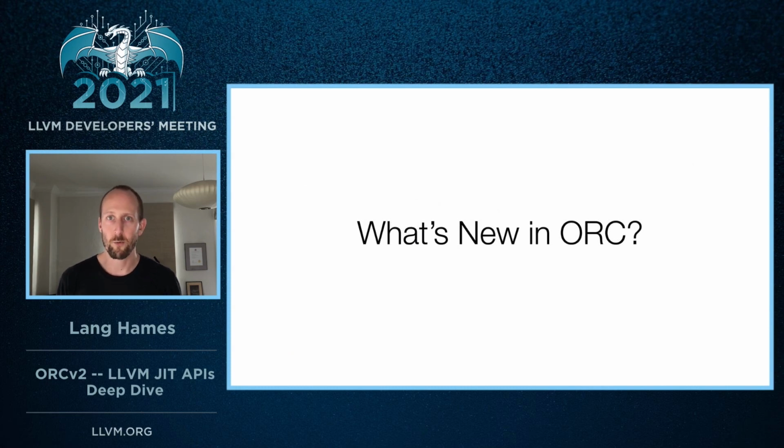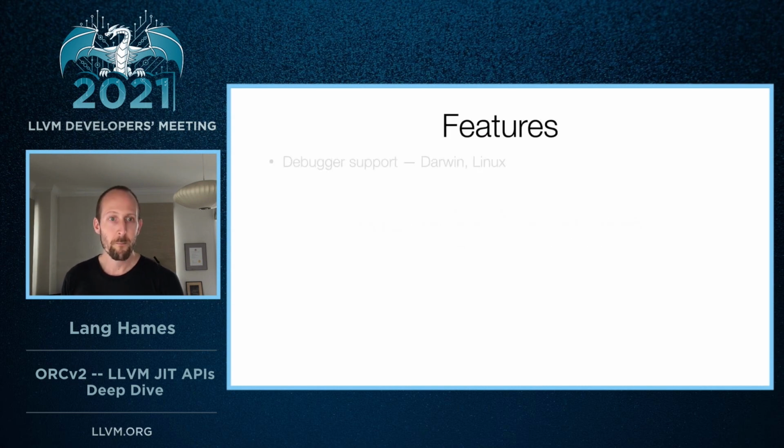So that brings us to what's new in ORC and the reason for today's talk. It's been a few years since I've given an update, so there are a lot of new features. We now have debugging support for JIT'd code on both Darwin and Linux. The Linux support has been around for, I think, a few months now. The Darwin support is brand new as of this weekend.